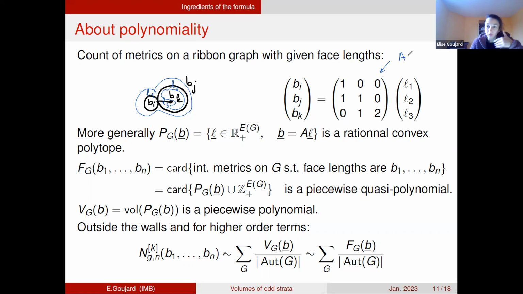This is a classical result about polytopes: the number of integer points in a rational convex polytope is a piecewise quasi-polynomial. When I say quasi-polynomial, it means that the value of the polynomial depends on the parity of the bi. You can also look at the volume. There is a natural volume form on polytopes, so you can speak about the volumes of polytopes also. And this is classically known to be a piecewise polynomial.